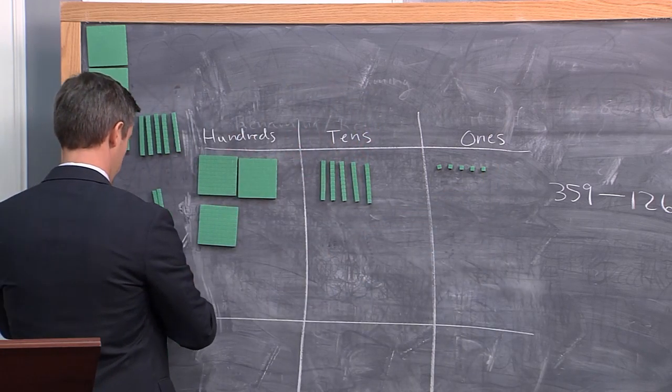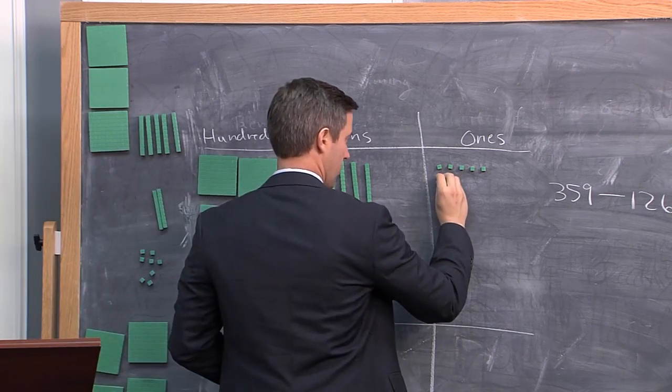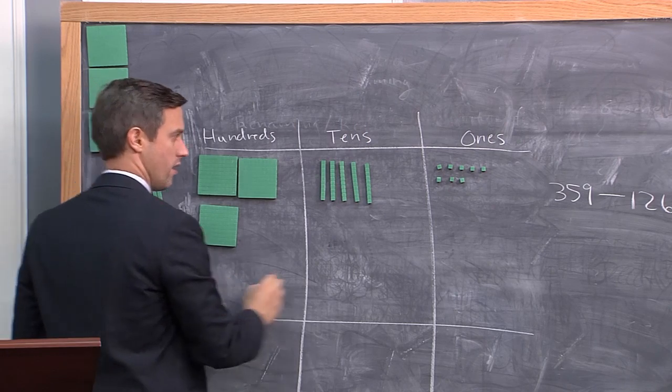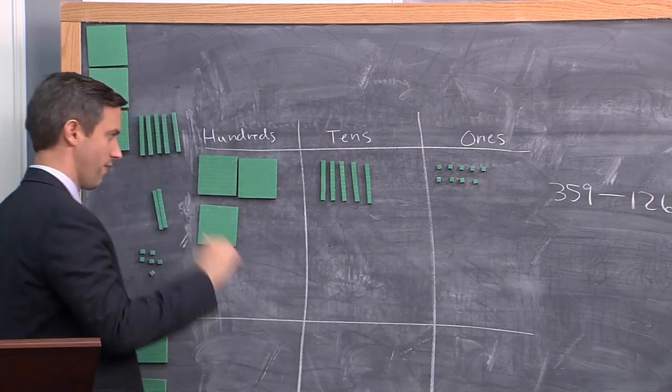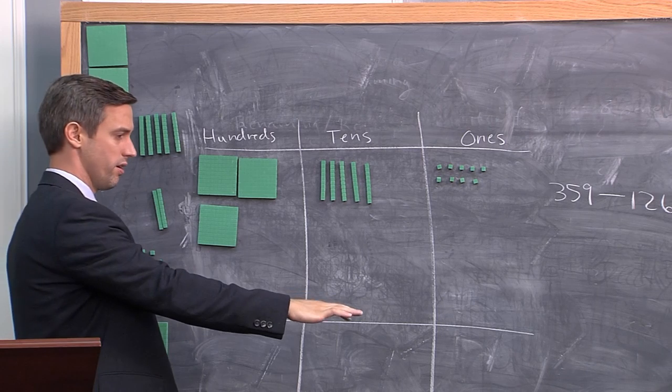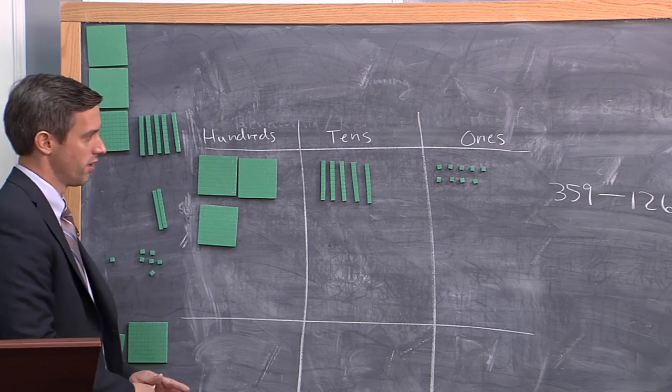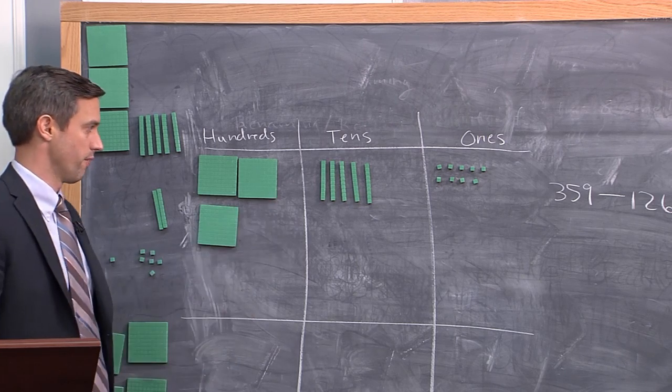And I want you to notice the way that I'm placing my ones would be in line with a 10 frame. So 5 across the top, and then there would be another row. 9 would only fill up 4 of those spaces in a 10 frame. Okay, so we have 359.